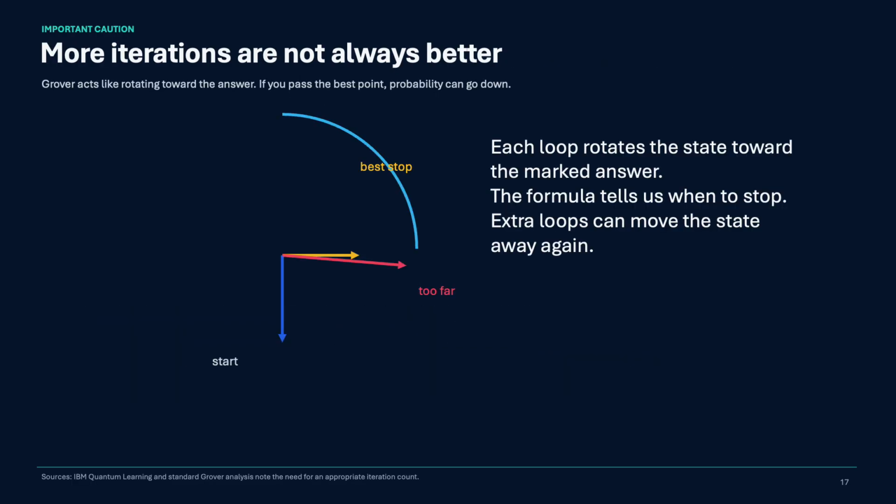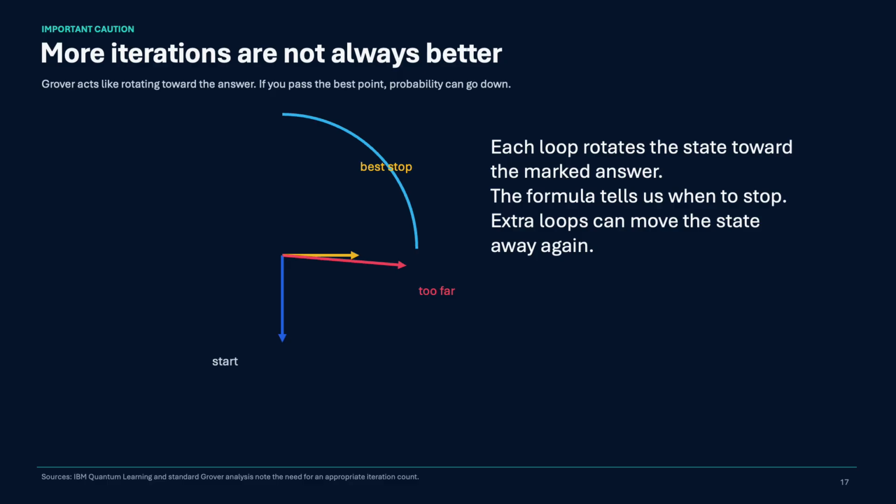Why more iterations can hurt. Here is one of Grover's most surprising lessons. More computation is not always better. Imagine Maya walking toward the correct door. Each Grover iteration turns her closer toward it. After several turns, she is almost directly facing the answer. That is the moment to stop.